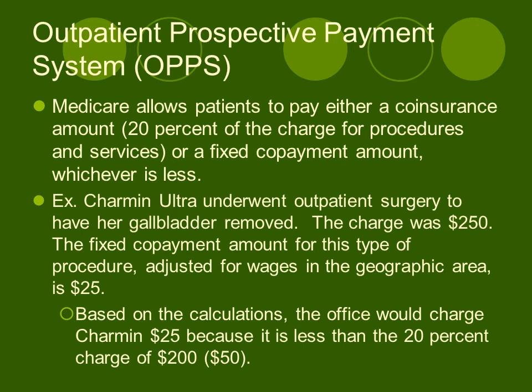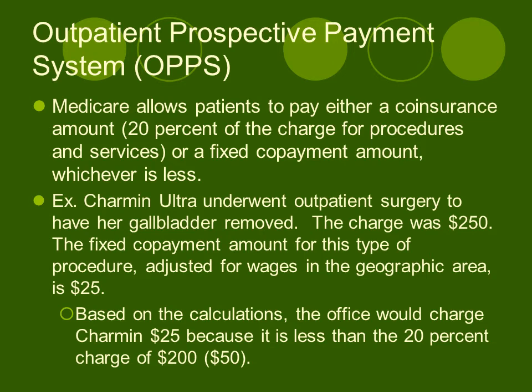Medicare also has something called OPPS, and this is called the Outpatient Prospective Payment System. And basically the way this system works is Medicare allows their patients to do either one or two things. And this only is for their outpatient services. They can either pay a 20% co-insurance amount for the services that were provided to them, or they may pay what we call a fixed co-payment amount, whichever one is less. And of course, the fixed co-payment amount is based on the geographical area.